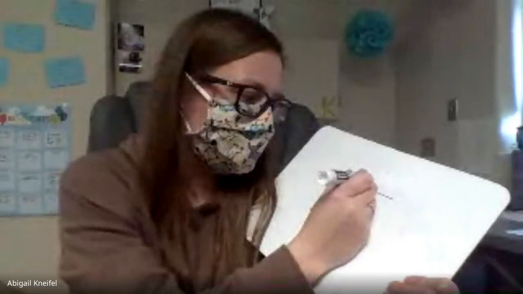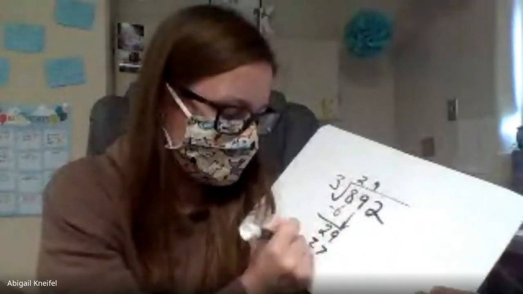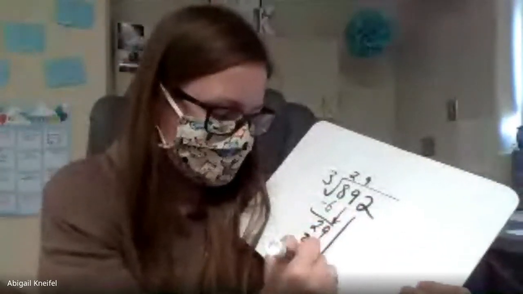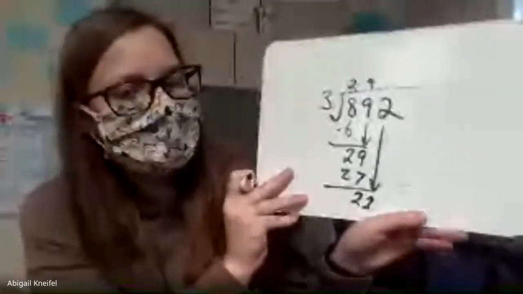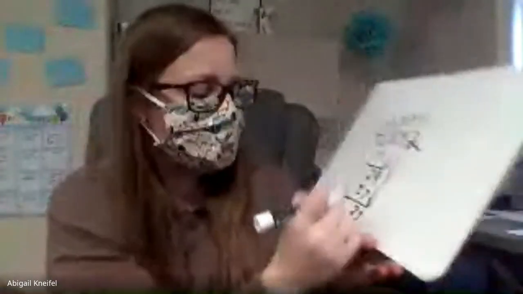How many times? 9 times, which is 27. Bring the 2 down. 3 can go into 22 7 times, which is 21. Remainder 1. So your answer should be 297, remainder 1.